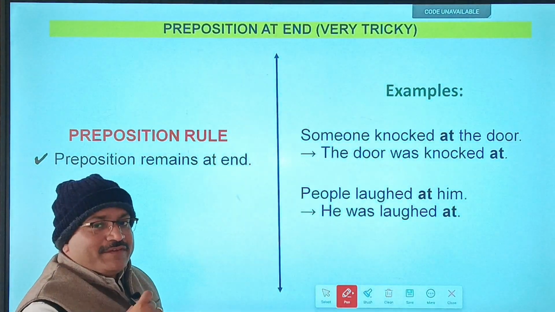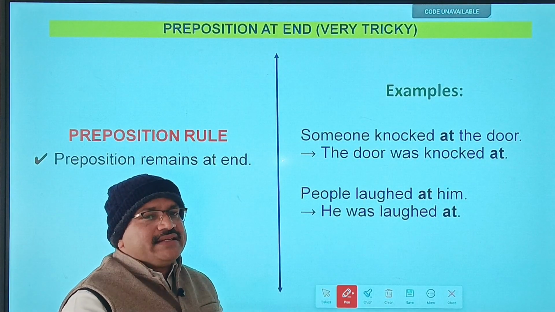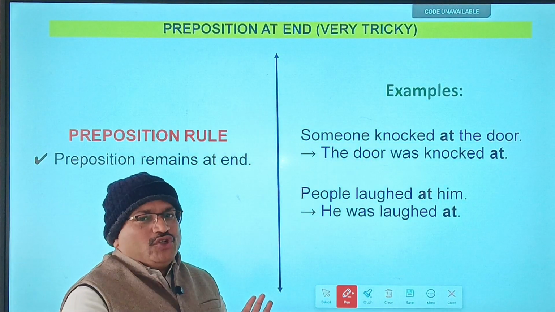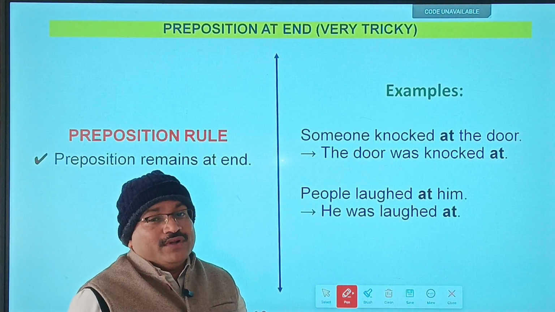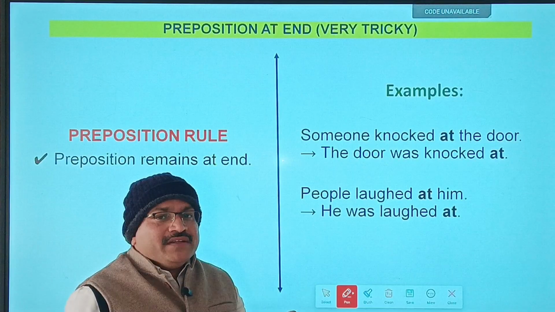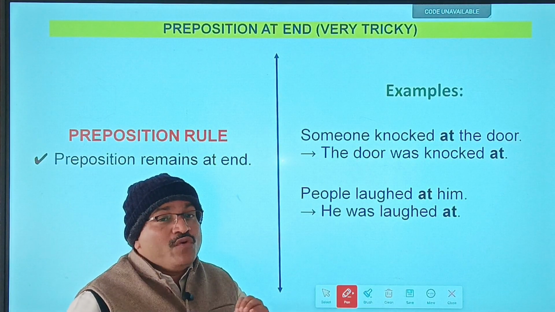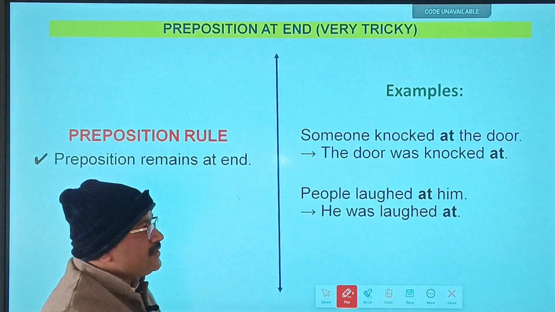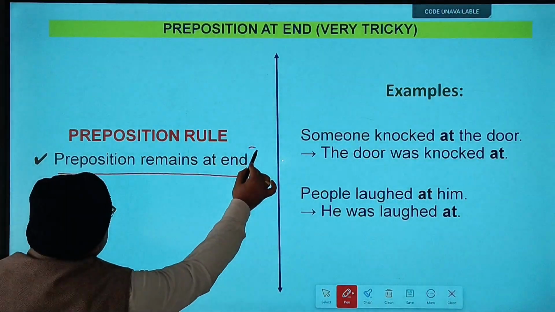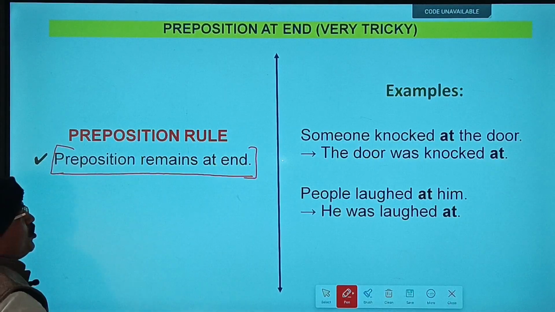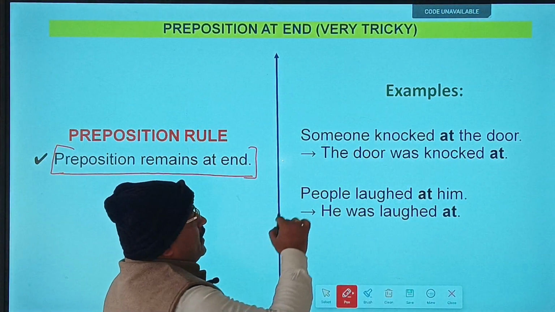Okay, now friends, this is again a very important one. When the sentence has prepositions, how do we change such sentences into passive voice? Now the question is whether we will keep that preposition in the passive voice or remove it. Let us understand this. The rule says the preposition remains at the end. If the sentence has a preposition, the preposition will remain at the end in passive voice.